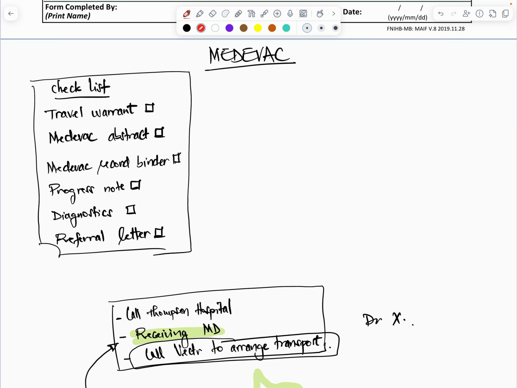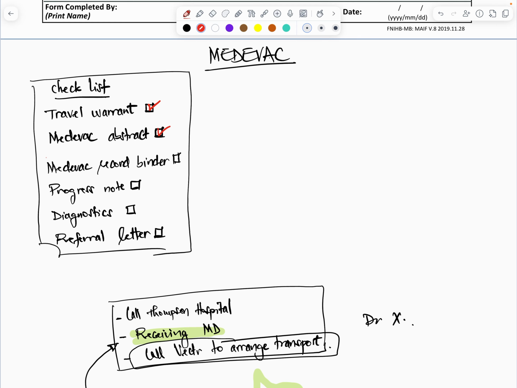Let's go back to our checklist here. So travel warrant, we have discussed that, right? The carbon paper here, that they will be getting that first page, and the travel warrant number will be a number that we'll provide to Vector during that initial conversation. The Medevac abstract, I will be discussing that very shortly, is the last bit.